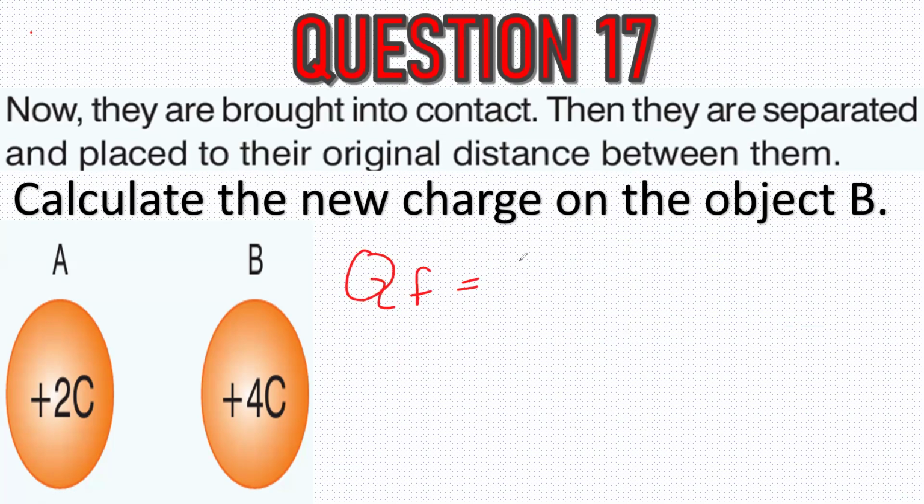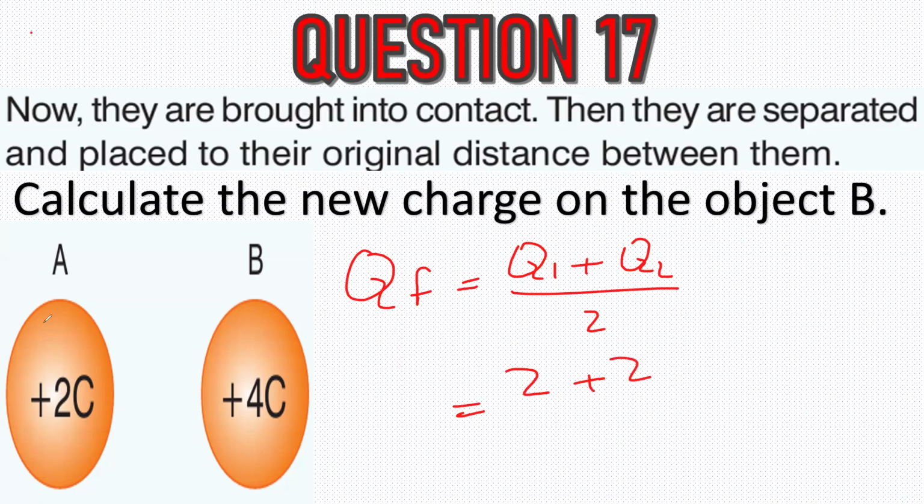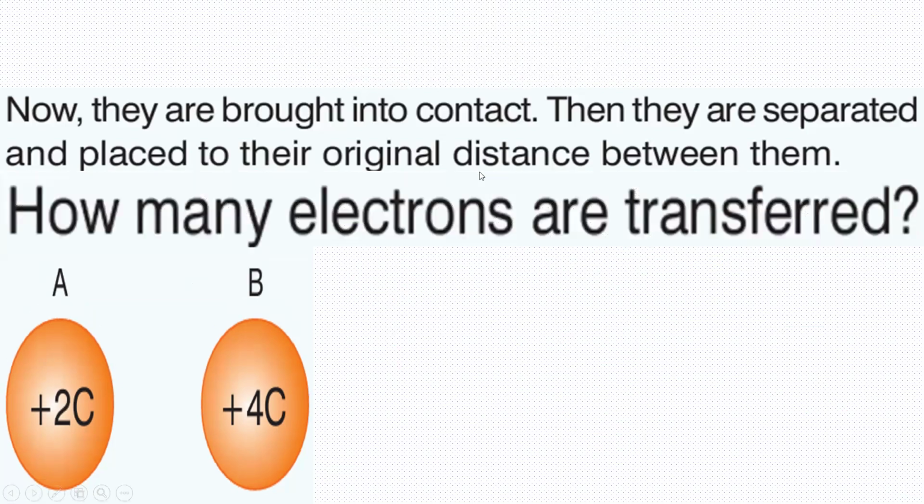Q final is equal to Q1 plus Q2 over 2. What we have now: not 2 plus 2, but 2 plus 4 over 2. 6 over 2 is equal to 3 coulombs. This is our final charge when they touch each other. Done. Question 17. How many electrons are transferred?